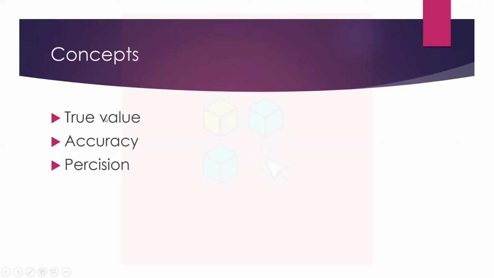True value is the value which is obtained from the population. The population has all the observations, so the true values are the values which are based on all the observations present in the population. These values are exact values, accurate values. For example, the mean, the variance, standard deviation, all values are called true values.